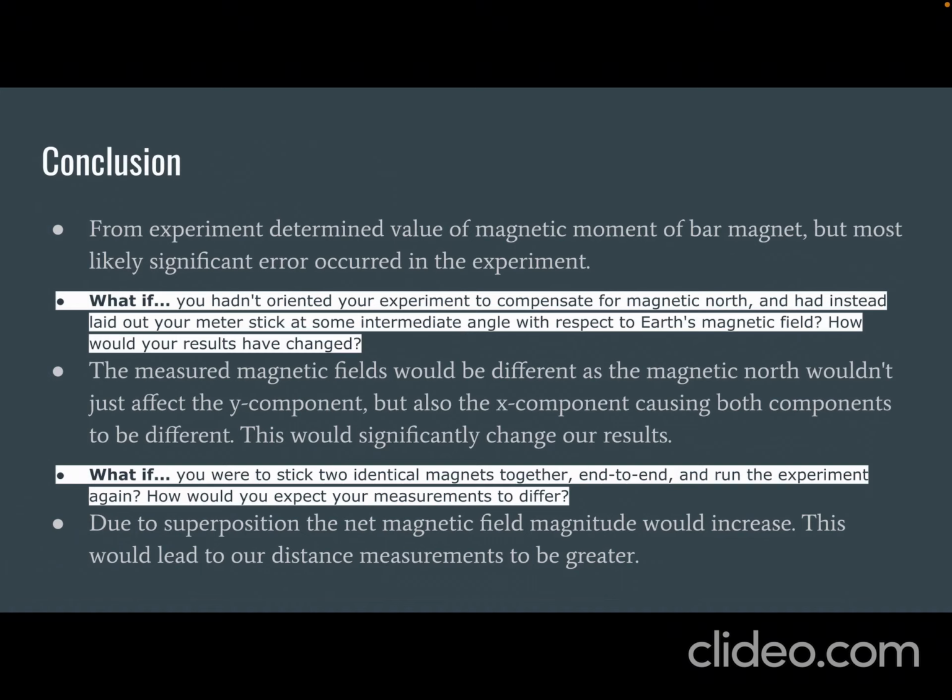But somewhat else to answer is, if we did the experiment to compensate for magnetic north, and hence laid out a magnetic meter stick at some intermediate angle, how would the results change? The measured magnetic fields would be different, as magnetic north wouldn't just affect the y component, but also the x component, causing both components to be different, which could really significantly change the results, as we were mainly looking at the x component for our experimentally determined values.